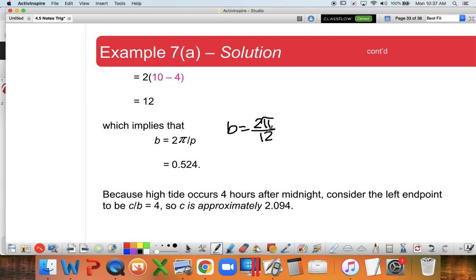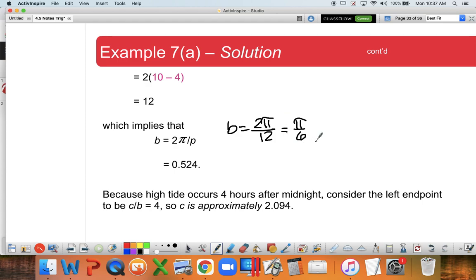And since we're looking at real world data, to be honest, I think we could keep it as pi over 6. Your book encourages you to use 0.524, but I might just keep it as pi over 6 as we do this, so that we know the importance there for our function. Because high tide occurs 4 hours after midnight, our left endpoint we can consider to be 4. So our C value is going to be approximately 2.094. Okay.